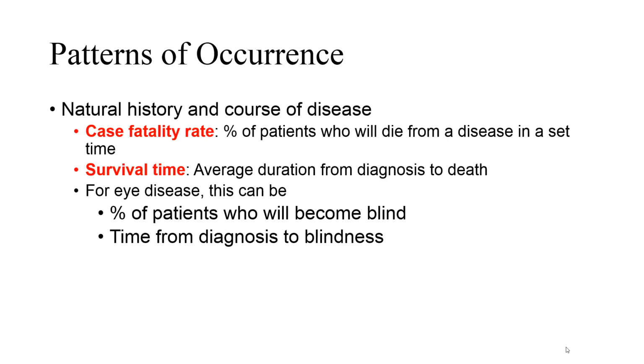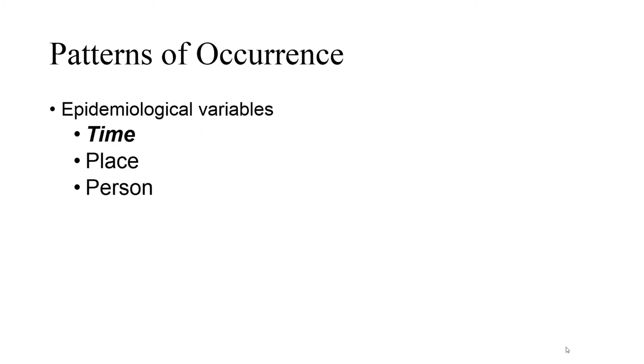Patterns of occurrence, natural history of the course of a disease, the case fatality rate: the percentage of patients who will die from a disease in a set time. Survival time is the average duration from diagnosis to death for an eye disease. This can be the percentage of patients who will become blind, or the time from diagnosis to blindness, as an example. Well, there's a number of epidemiological variables that we can consider: time, place, and person. So let's talk about time.